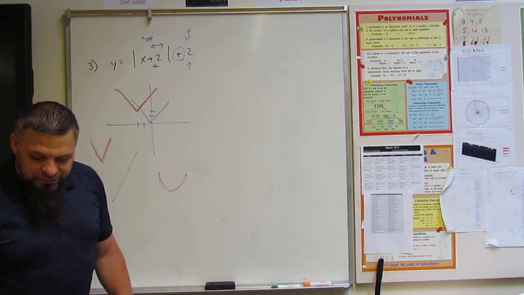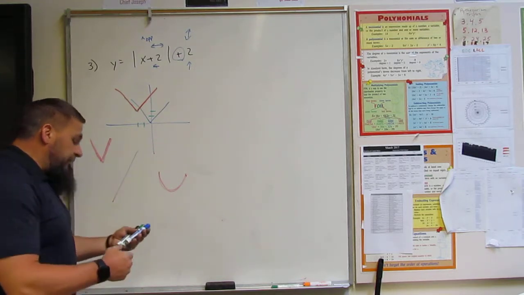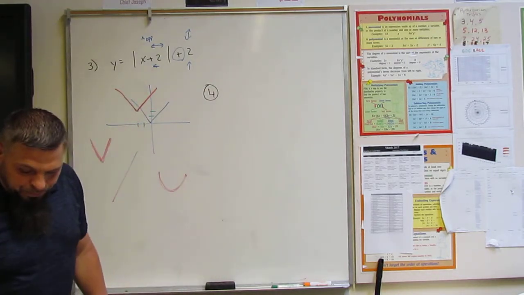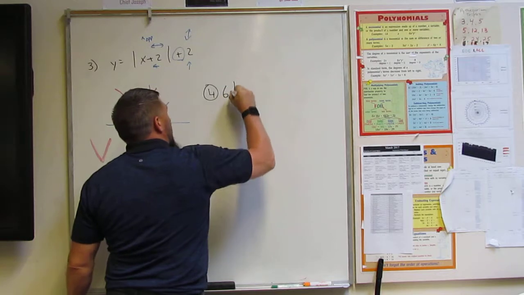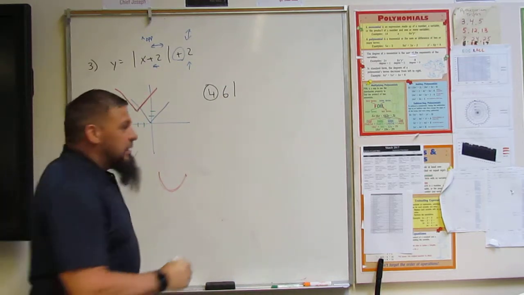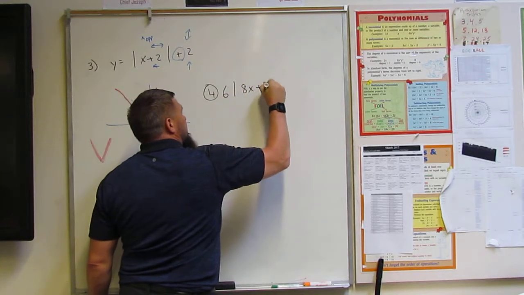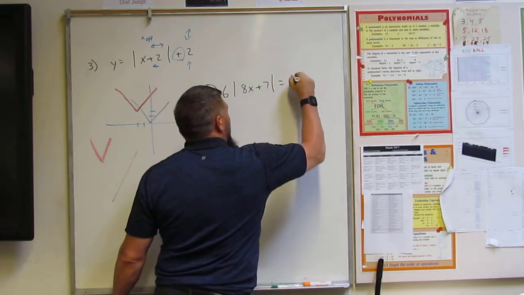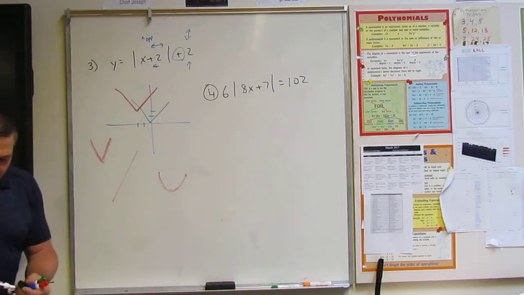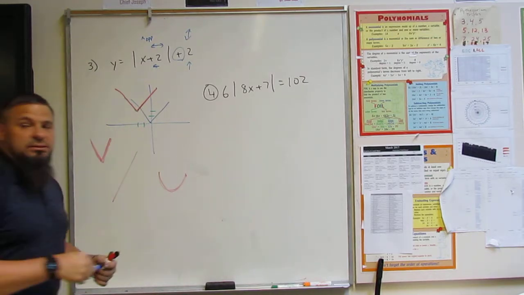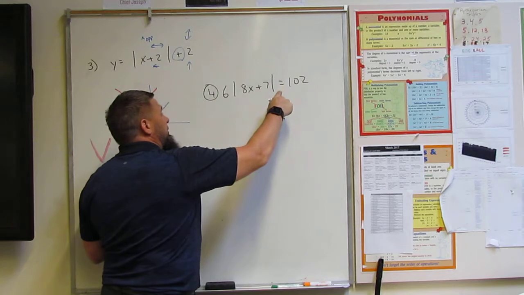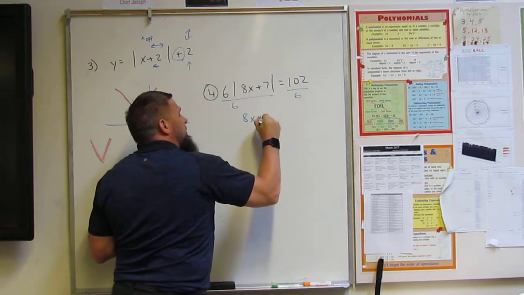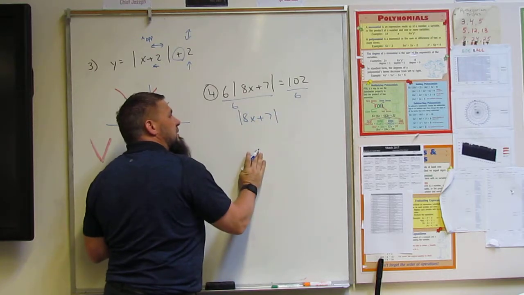Now they want you to solve the equation. So for number 4, they have you as 6 times the quantity of 8x plus 7, that absolute value, equals 102. And the key to the absolute value is to solve for the absolute value. So I need to divide by 6. So I get 8x plus 7, right?